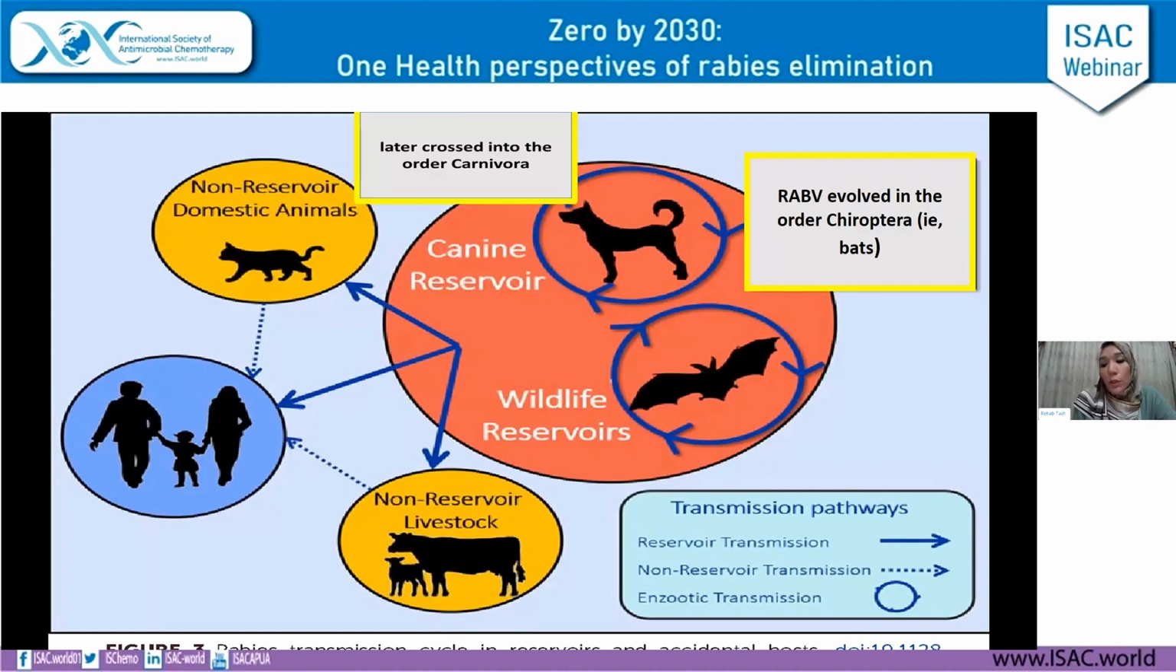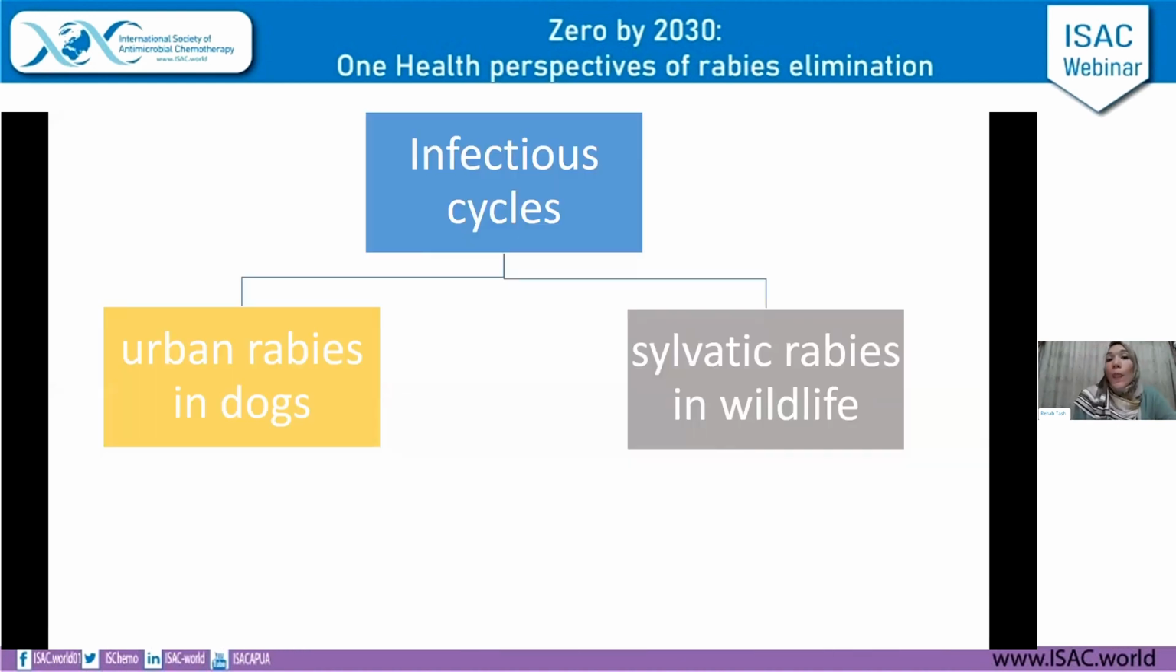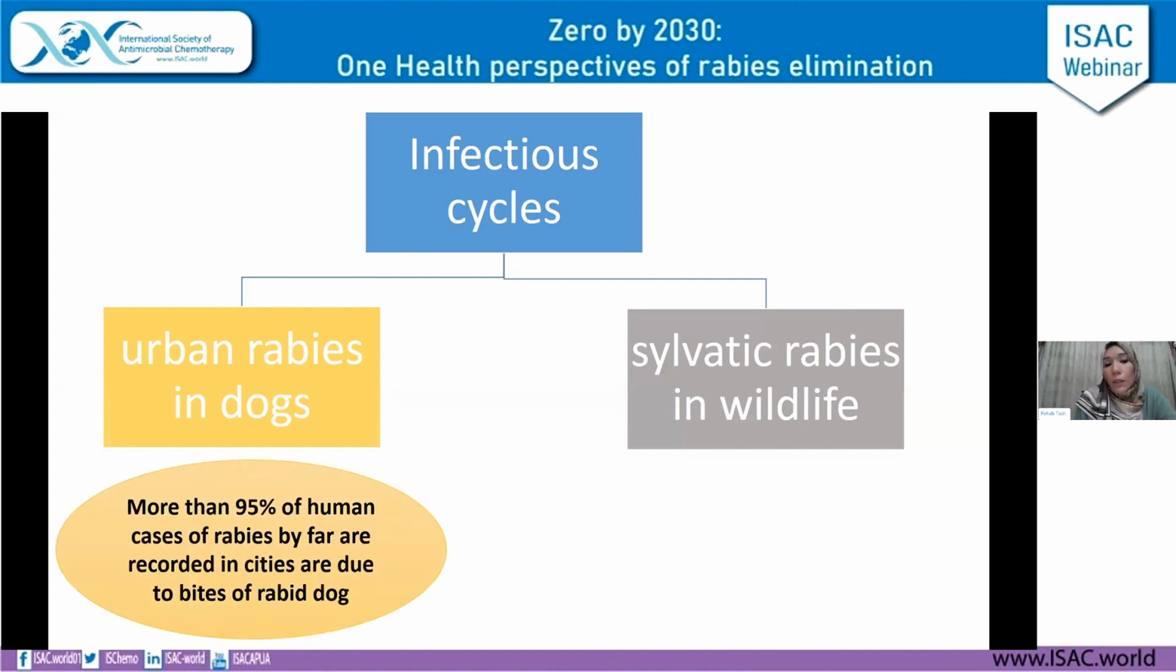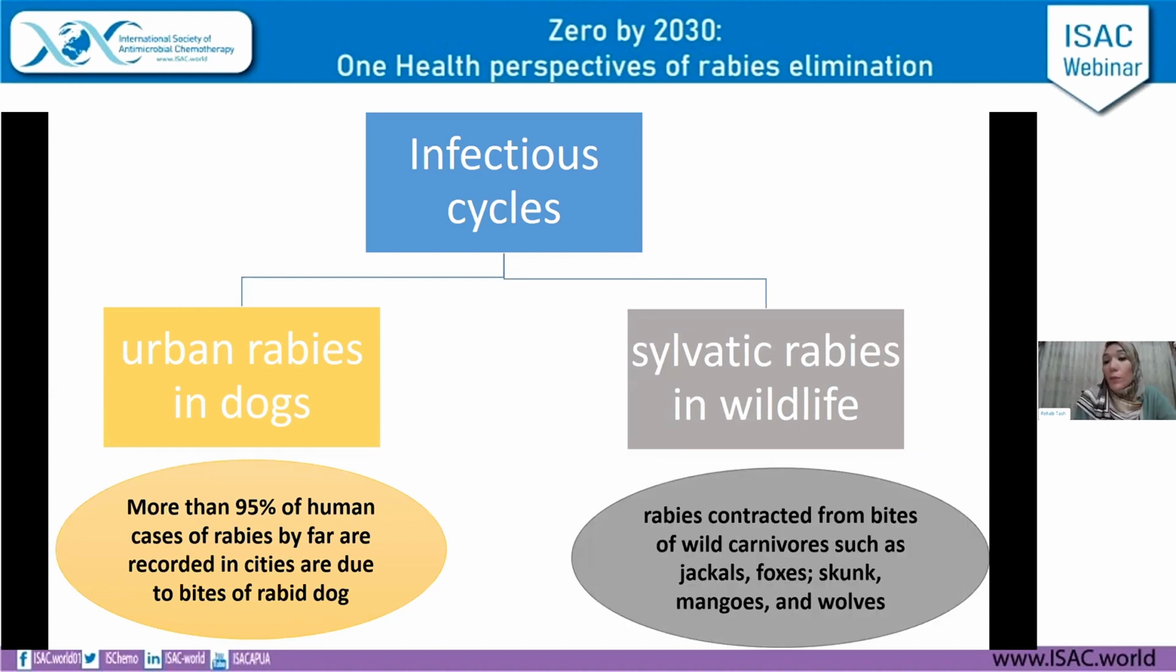Again, Professor Scott and Professor Morales will go through the epidemiology and the vectors. I just wanted to emphasize the bat role. It will have special consideration in the immunoprophylaxis and the management of cases in contact with bats as a cause of rabies. Here, infectious cycles can be urban rabies, mostly dogs. 95% of human cases of rabies are from bites of rabid dogs. The second most common cause is cats, while sylvatic rabies in wildlife is contracted from bites of wild carnivores.